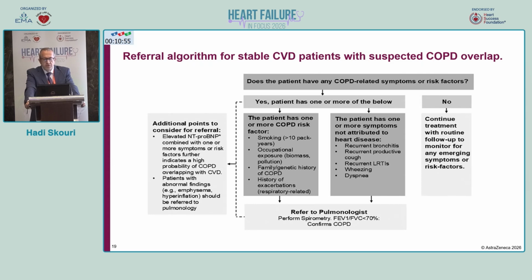If yes, then we have to check whether the patient has 1 or more symptoms not attributed to heart disease, like recurrent bronchitis, recurrent productive cough, recurrent lower respiratory tract infection, wheezing, and dyspnea, and at the same time 1 or more COPD risk factors like smoking more than 10 years, occupational exposure, family genetic history of COPD, or history of exacerbation in the past. So it is important as a cardiologist to check these with the patient. If there is 1 or more of the following, then we have to refer to the pulmonologist, perform spirometry, confirm COPD, and treat these patients early accordingly.